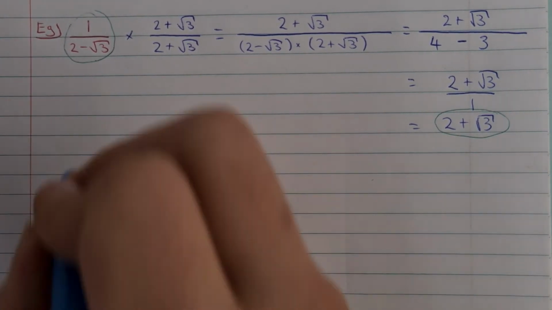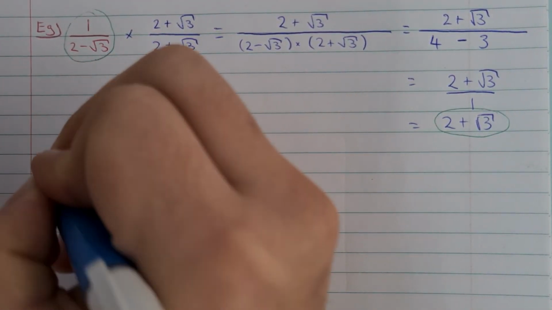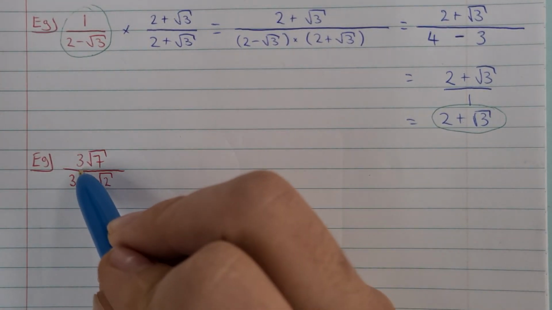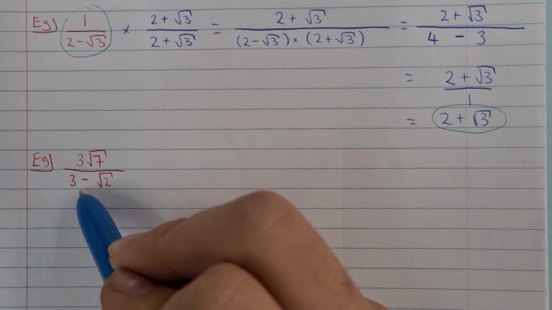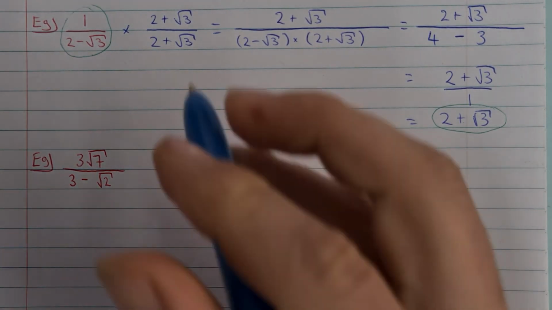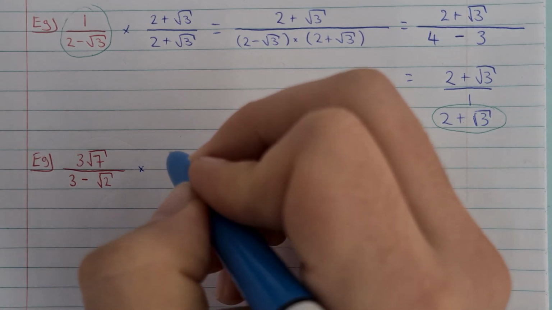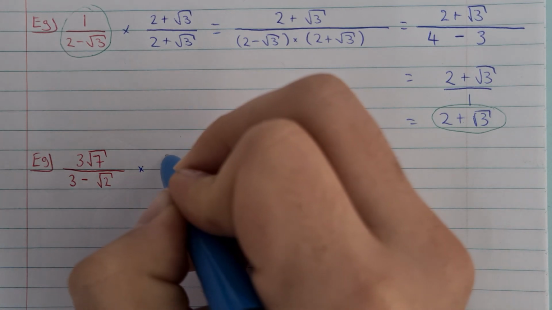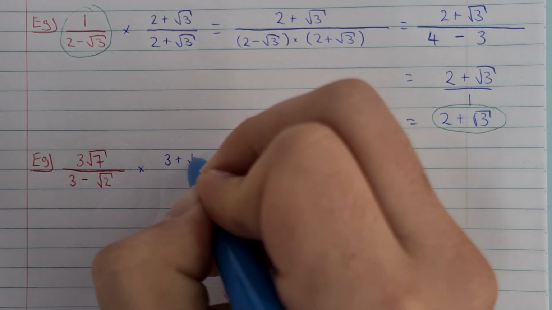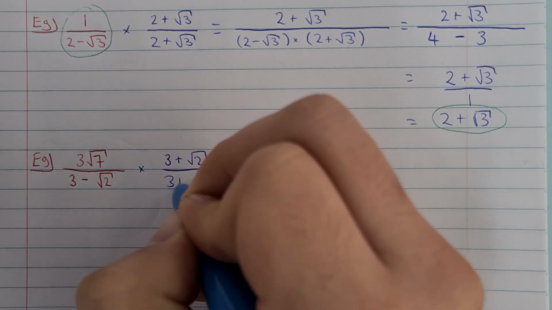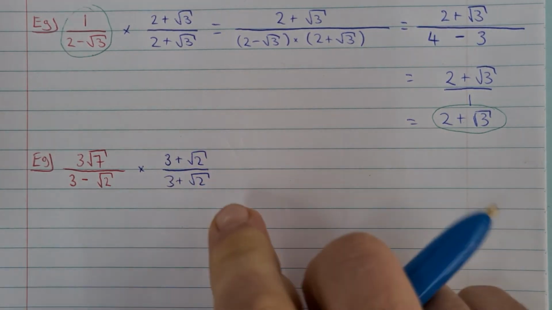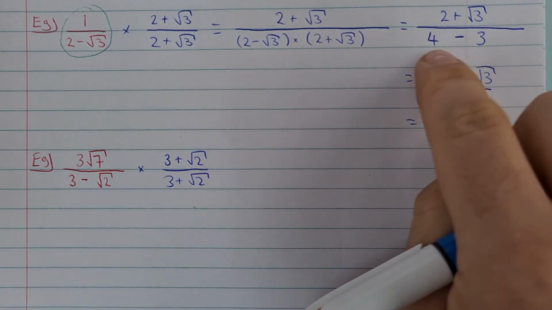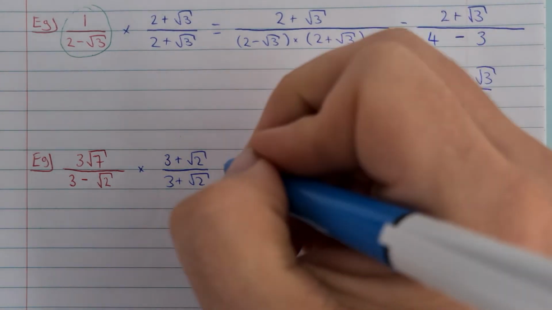All right, we'll quickly do one last example of rationalizing the denominator. So we've got 3 root 7 divided by 3 minus root 2. Now to rationalize the denominator, we're going to use the difference of two squares again. So because 3 minus root 2 is our denominator here, we want to multiply by 3 plus root 2 over 3 plus root 2. Because when we multiply these two denominators together, it's going to work like our difference of two squares equation, and we're going to end up with a denominator that is not a surd.